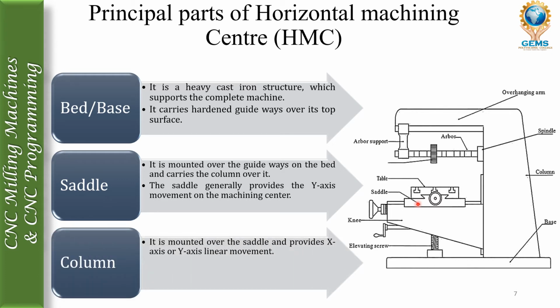Next, the column. It is mounted over the saddle. You can see it is mounted over the saddle and provides x-axis or y-axis linear movement.